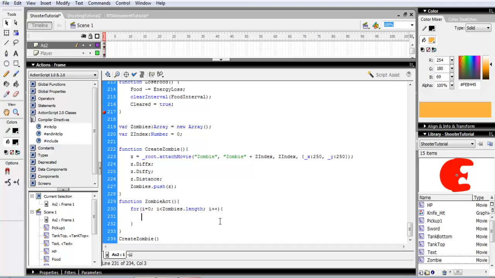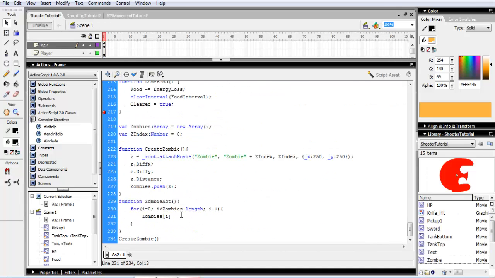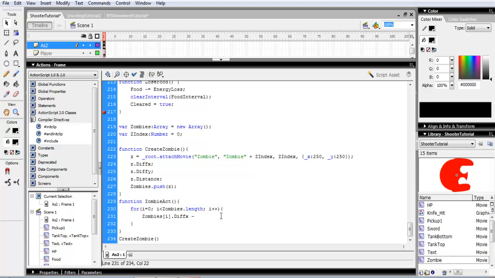So let's say, do you have to put zombies dot, no, zombies[i], just looking at this again, sorry, zombies[i].diffX equals zombies._x minus _char._x. So diffX, the variable, equals zombies._x minus _root.char._x.